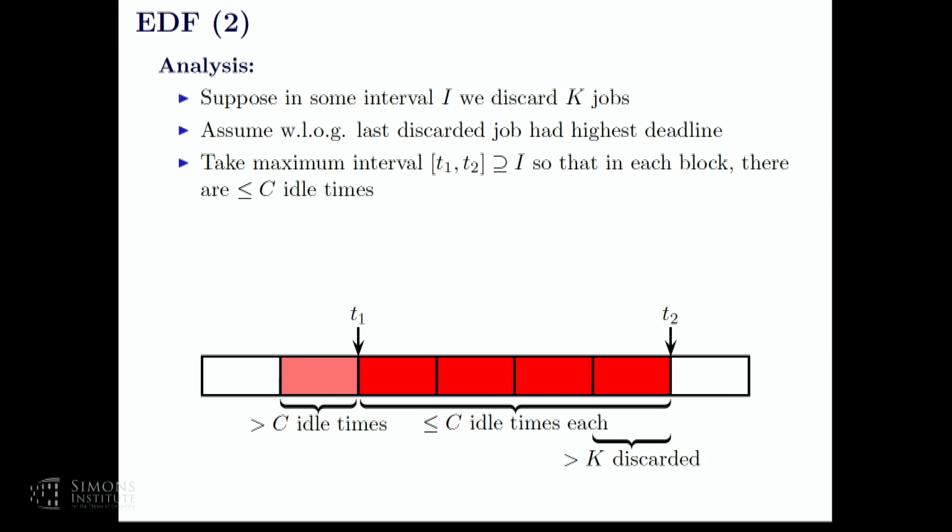And now you can do some reasoning. And the reasoning is as follows. It's not possible that you have a job somewhere here that was released here, because that guy, I could have scheduled him here because I have enough idle times, right? So the point is, if between the release time of a job and the time that it was either finished or discarded you have more than C many idle times, you get a contradiction, because then you would have scheduled that guy earlier, since the length of the longest chain is C.